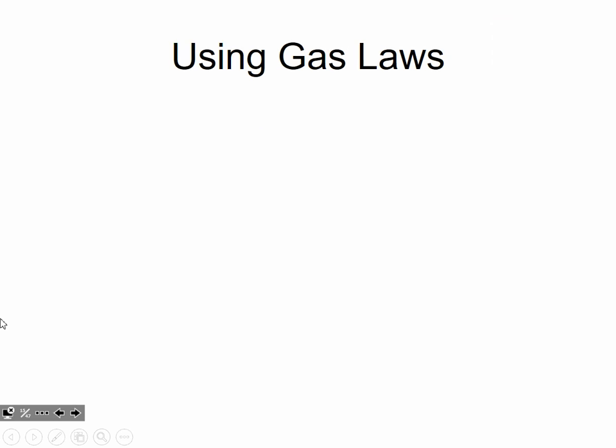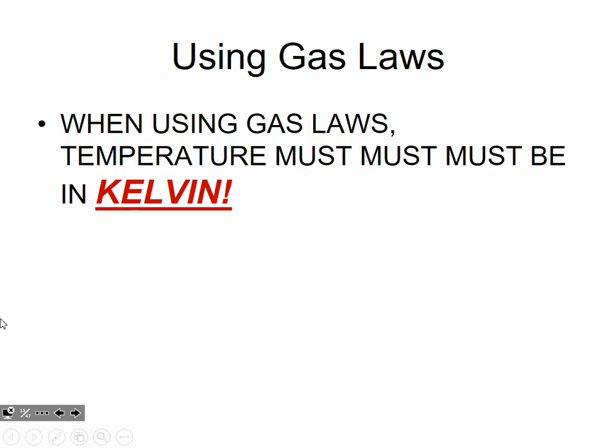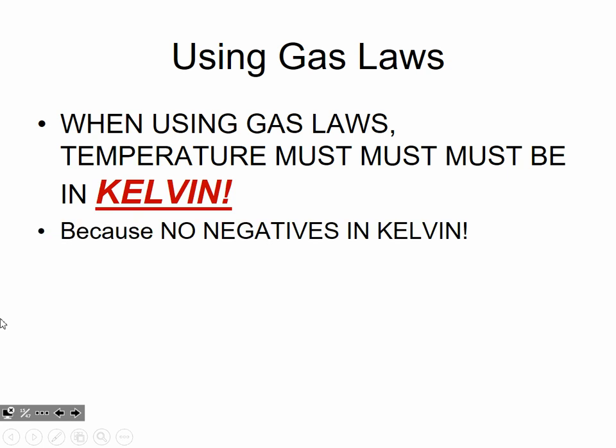Now, critical thing about using the gas laws. When we are doing these calculations, your temperature has to be in Kelvin. You are not allowed to use Celsius temperatures when using these calculations. There is a reason for that, because Kelvin has no negatives. 0 Kelvin is the lowest temperature we can get to, and it's not actually possible to get all the way down to 0 Kelvin.